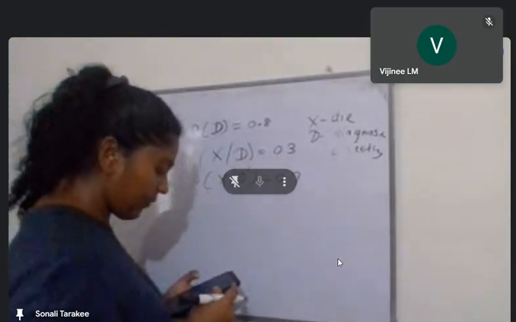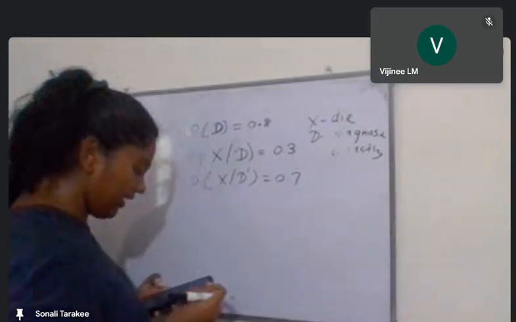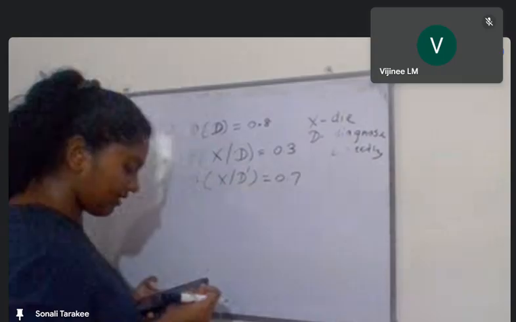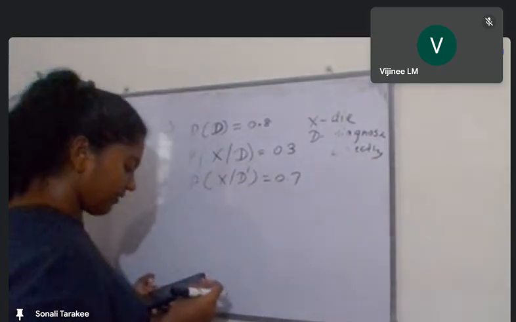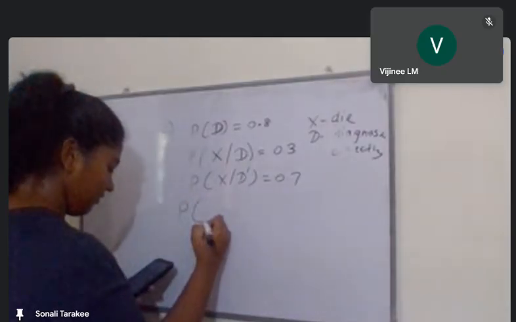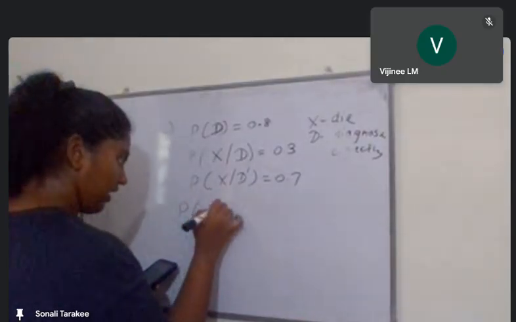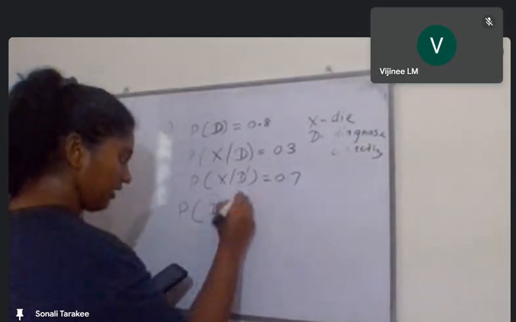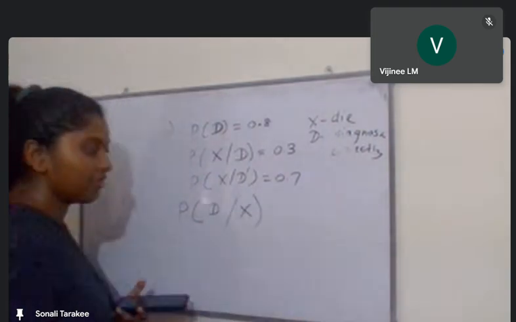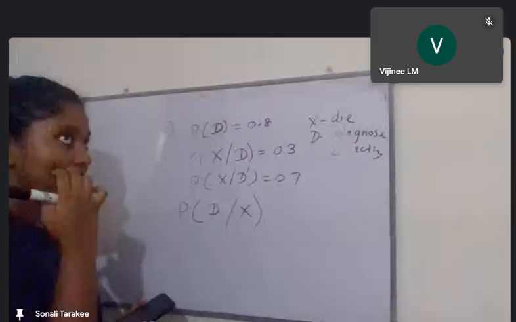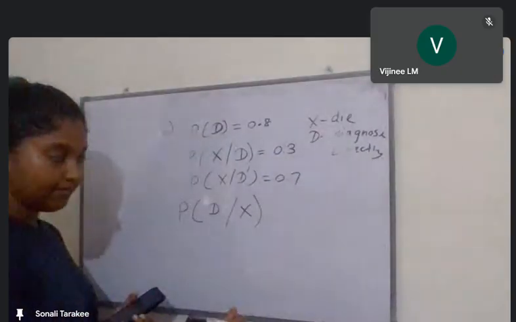Next one, they're asking if a patient with disease X died, find the probability that the doctor has diagnosed disease X correctly. Again, probability of diagnosing the disease correctly given that the patient dies. We have to find this one. Again, here we are using Bayes' theorem.